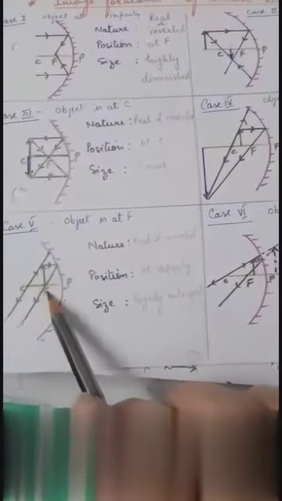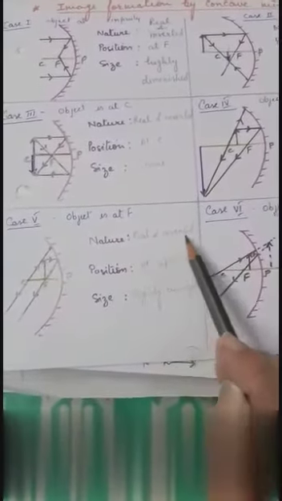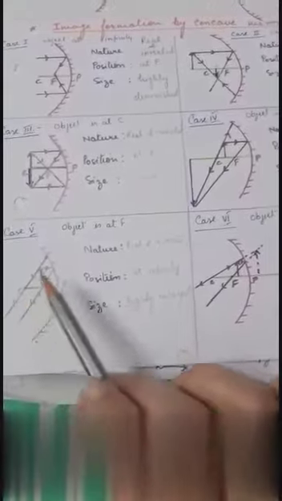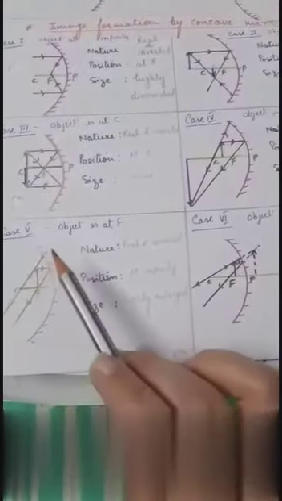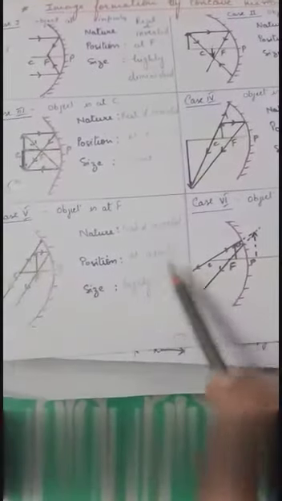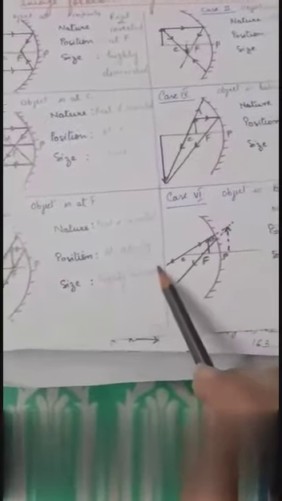Now, case 5, when object is kept at F, nature, real and inverted. You can see parallel rays are going and passing, a ray which is passing from C reflects back along the same path. Position at infinity and size is highly enlarged.